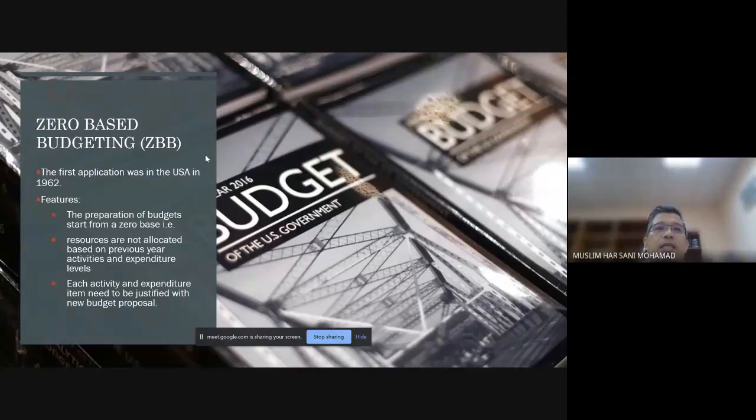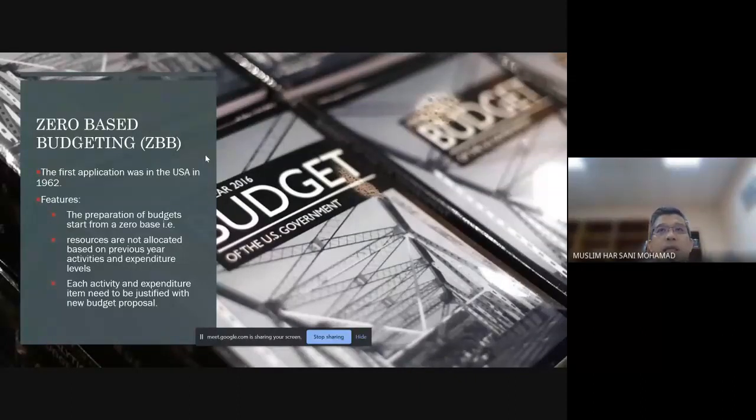Second technique is what they call zero-based budgeting. It was introduced in the US, basically by the Pentagon, the Ministry of Defense, the Defense Department in the US. If you look at the features, the preparation of the budget starts from a zero base. Based on the name, it is quite straightforward to understand.